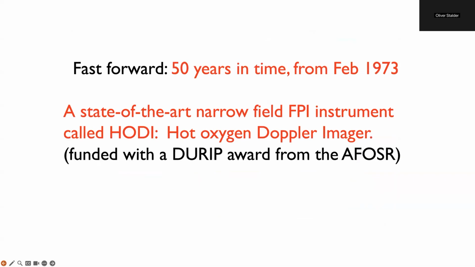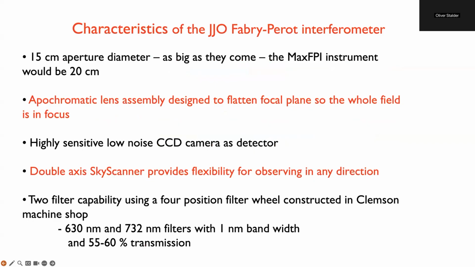So moving forward, I will talk to you about a more modern Doppler imager system that we call HODI, hot oxygen Doppler imager, because we wanted to observe the Doppler shift associated with the O+ ion using the 732 emission of O+. So the characteristic of the Jenny Jump Fabry-Pérot is 15 centimeter. The MACV instrument is 20 centimeter, and I'll show you that at the very end. Then a lens assembly that flattened the focal plane so the whole field is in focus. Very good quality, low noise CCD camera, double active sky scanner, 2 filters, capability 630 and 732, using a 4-position filter wheel.